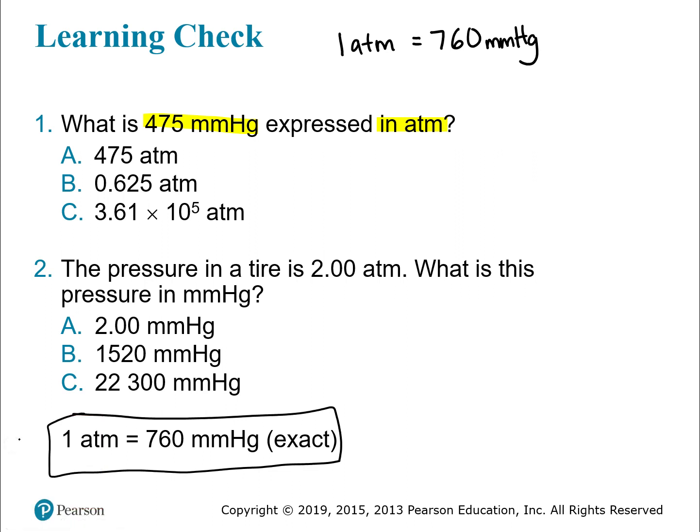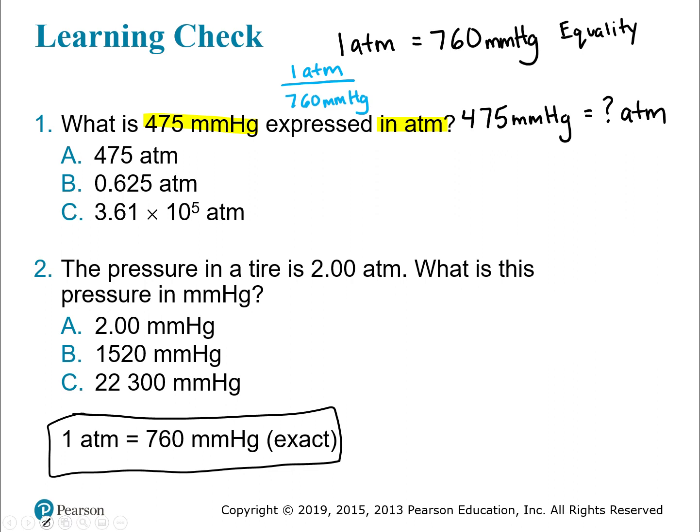I always like to rewrite the question. That's what we're looking at. We already know the equality. We can write two different conversion factors from this equality. There's one, and there's the other.